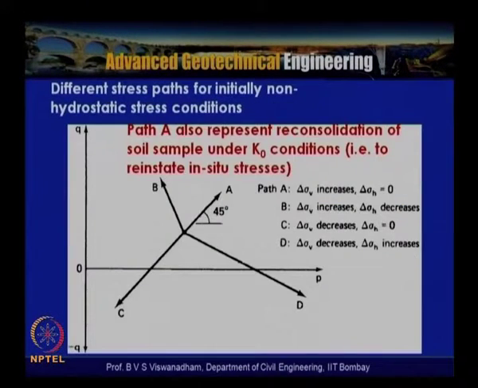So what we have done in this example, in continuation of our previous example where hydrostatic stress conditions are there, is draw the stress paths A, B, C, D. Similarly, when initially we have non-hydrostatic compression conditions, we have derived stress path A and stress path D, and we have said that the inclination of stress path D depends upon the relative magnitudes of delta sigma V and delta sigma H. In similar lines we can deduce the stress paths for B and C.